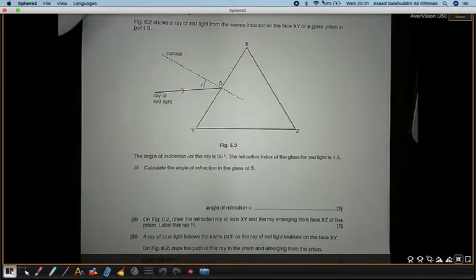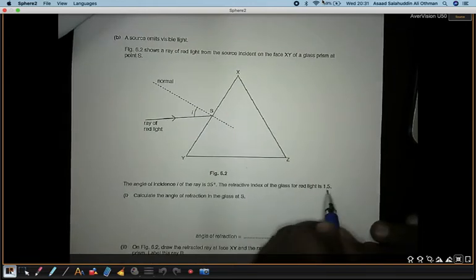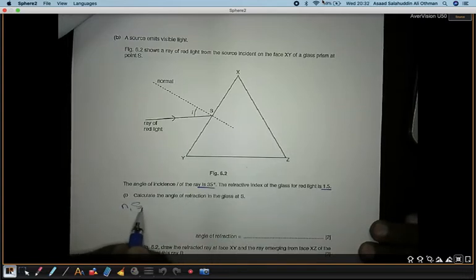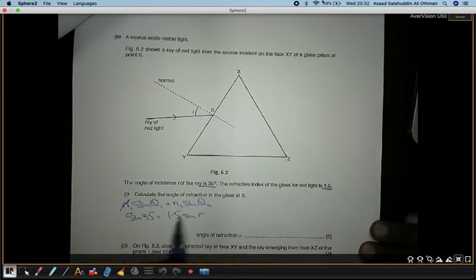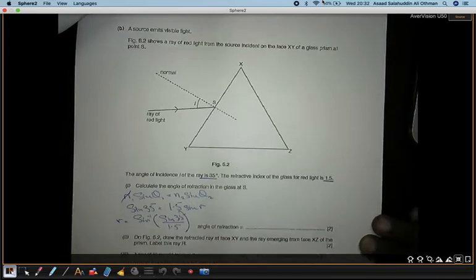Moving on. The second question is about dispersion of light. So calculate the angle of refraction. So I have this, I have this. So I'm going to say n1 sine theta 1 equals n2 sine theta 2. n1 is air, sine 35 equals 1.5 sine R. R is equal to sine inverse of sine 35 over 1.5, and you use your calculator for that.